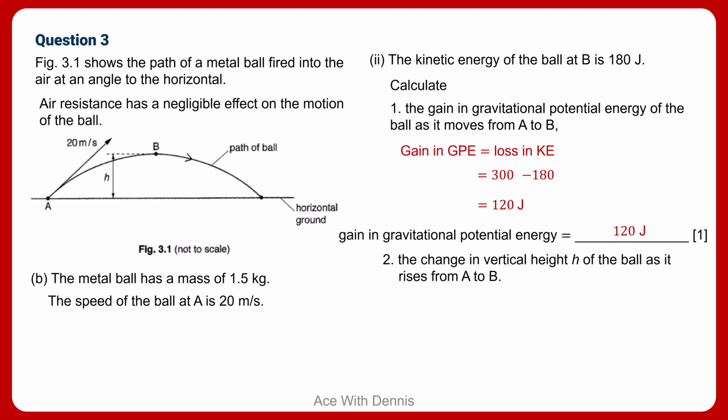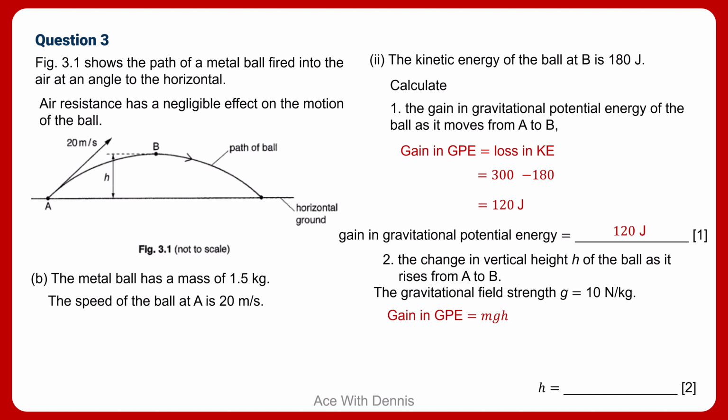2. The change in vertical height h of the ball as it rises from A to B. Take the gravitational field strength g as 10 newtons per kg. 2 marks. Okay, now for this case, we can use the GPE formula mgh. Then we substitute all the values that we have. So gain in GPE is 120 joules, the m is 1.5 kg, the g is 10, and we want to calculate h. So h will be 120 over 1.5 times 10, and the value is 8 meters. Therefore, answer is 8 meters.